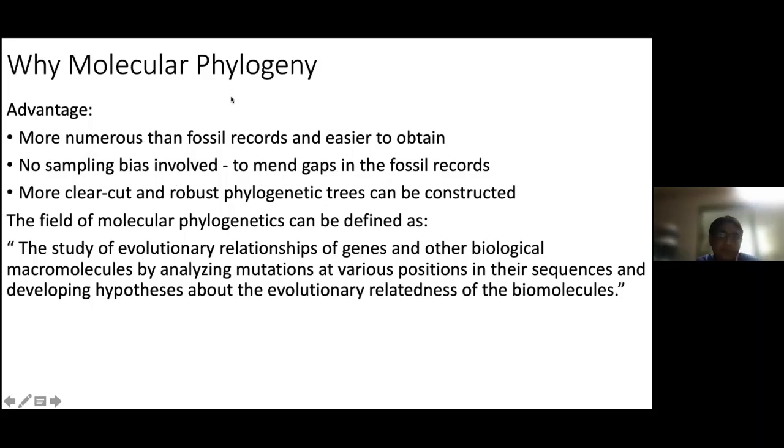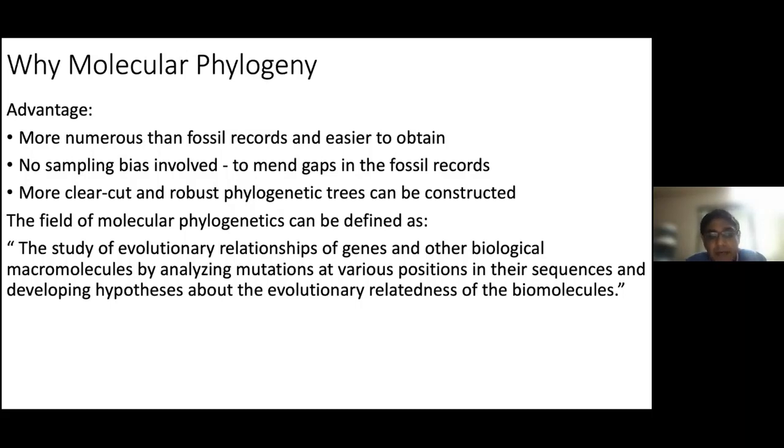So why do we do molecular phylogeny? There are certain advantages. They're more numerous than the fossil records and easier to obtain. As I said, it's difficult to obtain fossil records, and there's no sampling bias involved. For example, with fossils you might take a fossil from one location for an organism, and a fossil record from the same organism from different places, so sampling bias is possible.